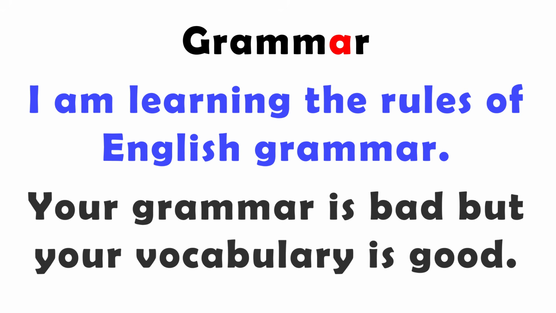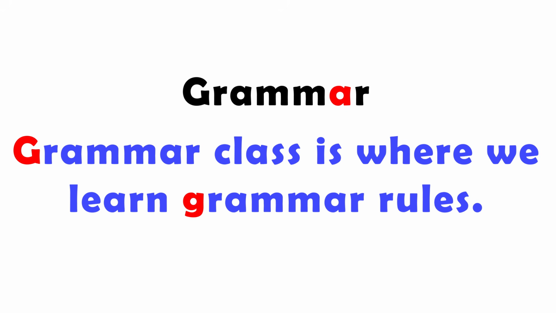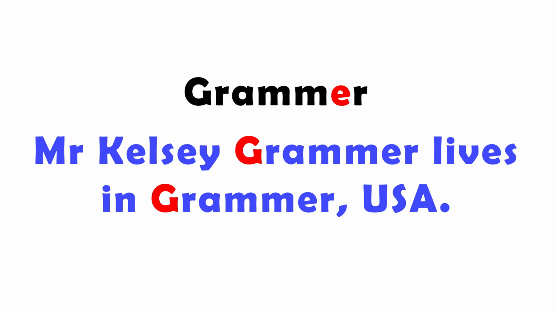In these two sentences, the spelling grammar is correct. Kelsey Grammer is an American actor. The people of Grammer are very friendly. In these two sentences, the spelling Grammer is correct. Grammar can be written with a capital G or a small g. But Grammer is always written with a capital G because it is a proper noun.